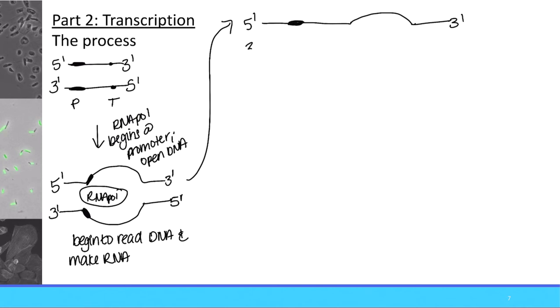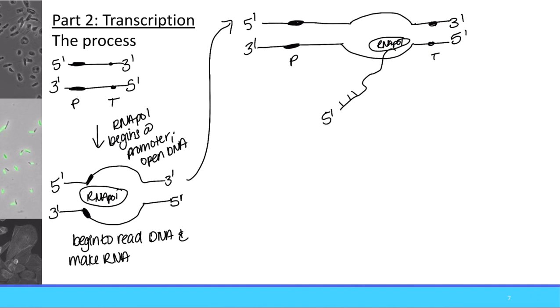We'll see that that RNA polymerase has moved down the DNA. So now here's our promoter. Our RNA polymerase is down here. It's getting near that terminator. And we have made some RNA, and this is going to continue until that terminator sequence is reached.